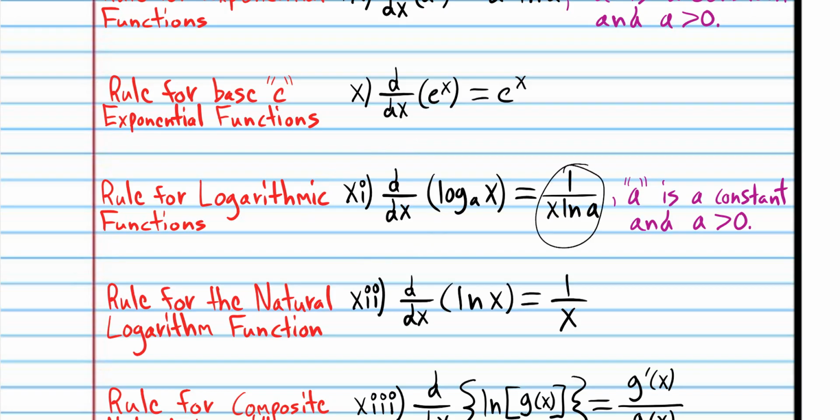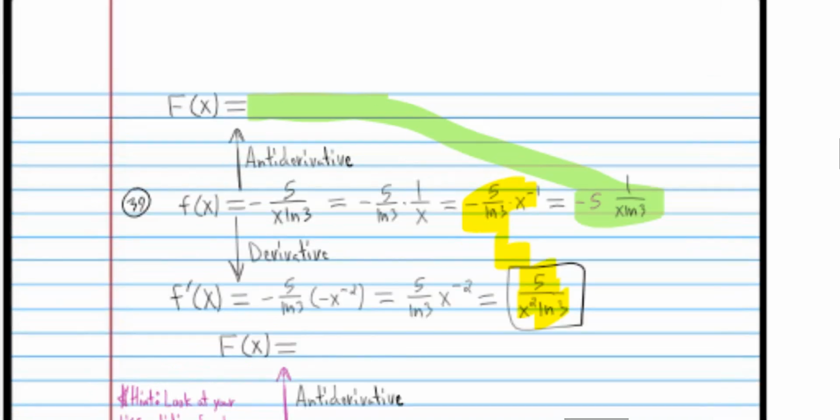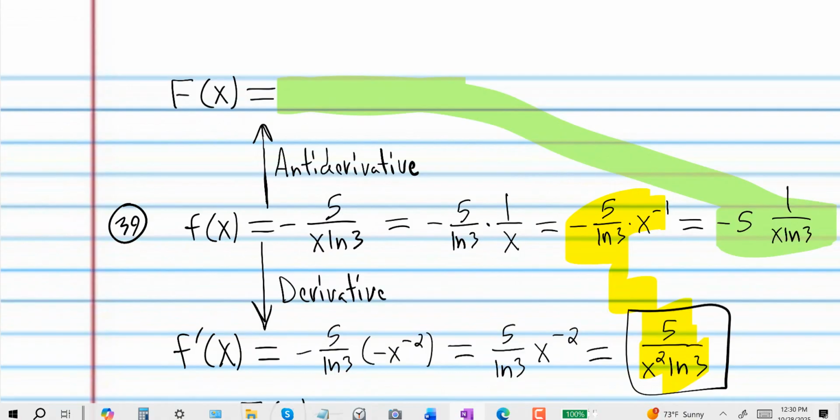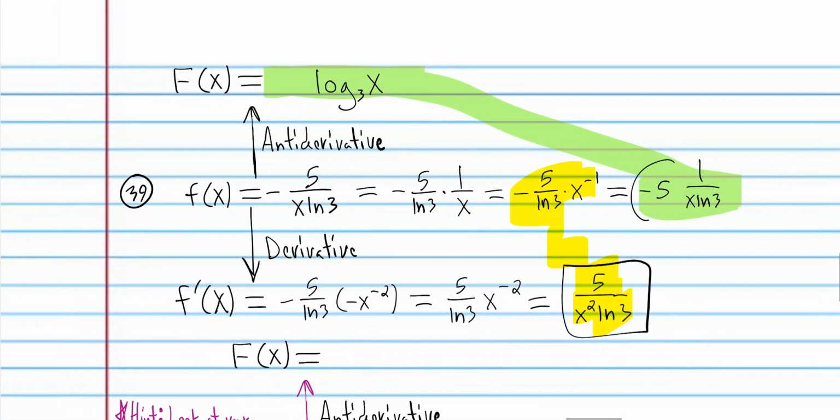So we have 1 over x times natural log of something. In our example, we have 1 over x times natural log of 3. So the antiderivative is going to be log base 3 of x. So log base 3 of x, and we need a negative 5 in front, so we can just write that negative 5 there, and it looks like that's going to be it.